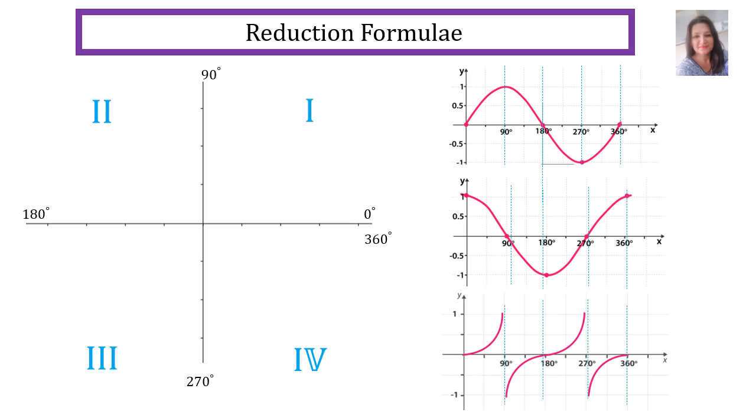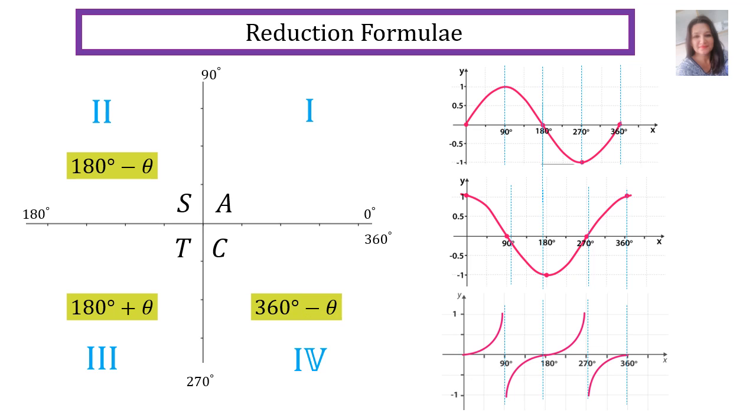I want to explain to you the reason why sin is positive in the first quadrant and the second quadrant, and all of the theory behind the CAST diagram. Now let's quickly do this. This is the CAST diagram, and then there are your three reduction formulas.